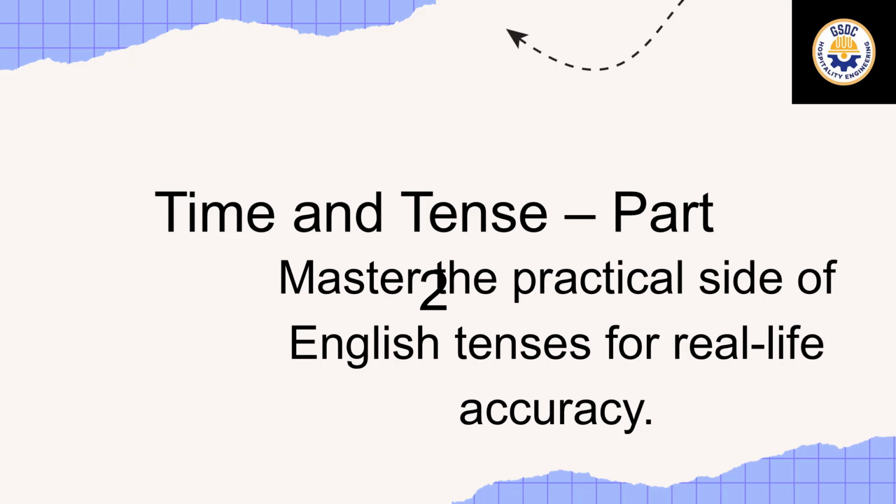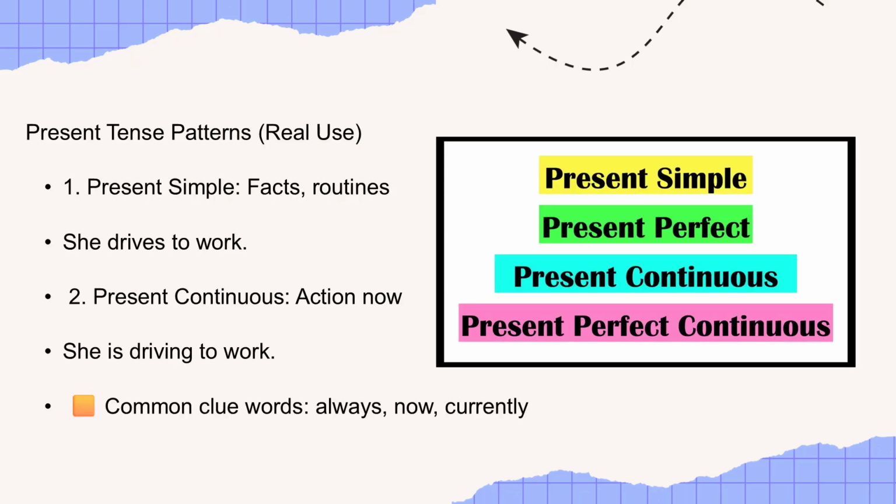Let's begin with present tense in real use. Present tense patterns in real use. Let's understand how present tenses work in everyday situations. Use present simple for facts and routines, like she drives to work. Use present continuous for actions happening now, like she is driving. Common clue words include always, now and currently. These markers help choose the right present form.